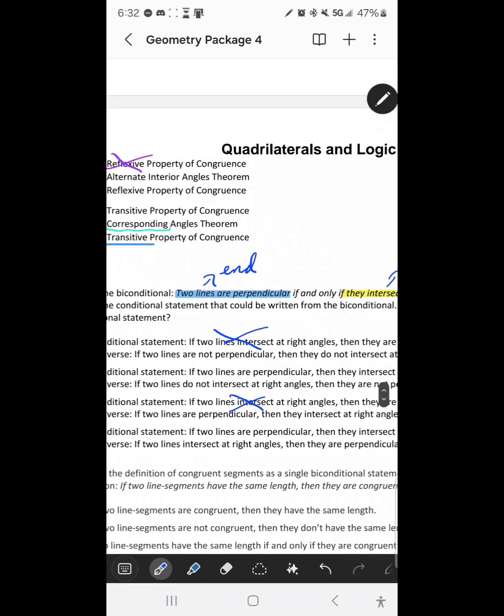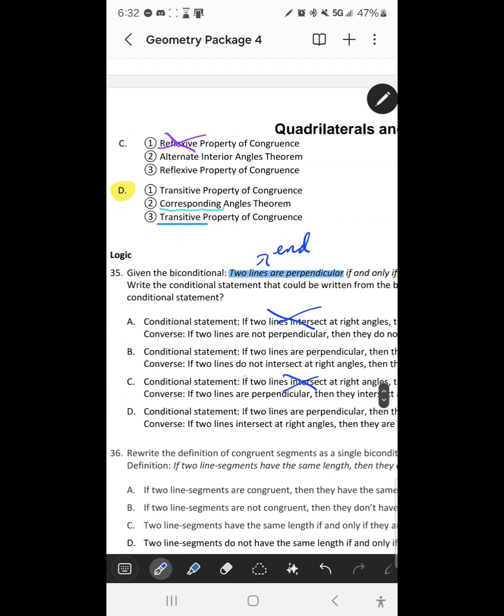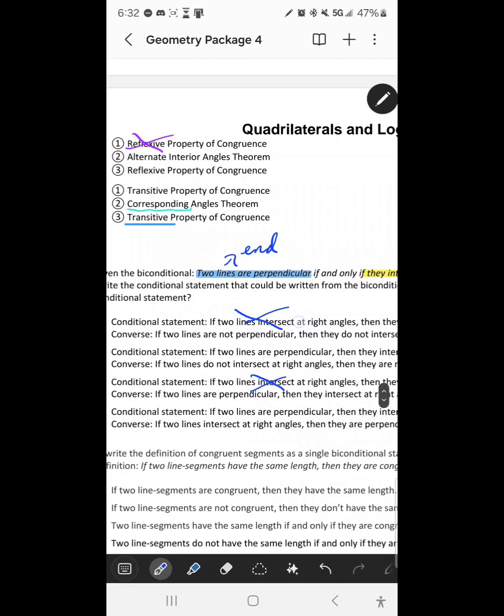Now the converse is just flip it. It says, if two lines do not intersect at right angles. And now we see that this is not what we're looking for. It's saying do not, it's saying not p, like not perpendicular, not intersect. So that's not what we're looking for. We're looking for keeping the meaning, just flip it.